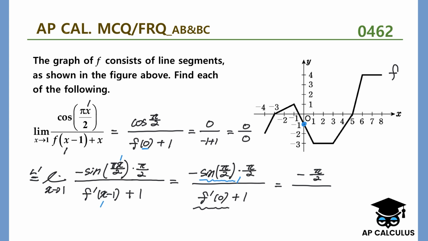Here we have a linear line segment, right? So slope is constant. What's the slope? If we look at this point and this point right here, rise is negative 2, run is 1, right? So slope is equal to negative 2. So negative 2 plus 1, right? So we have negative pi over 2 over negative 1, which is equal to pi over 2. So the answer must be pi over 2.